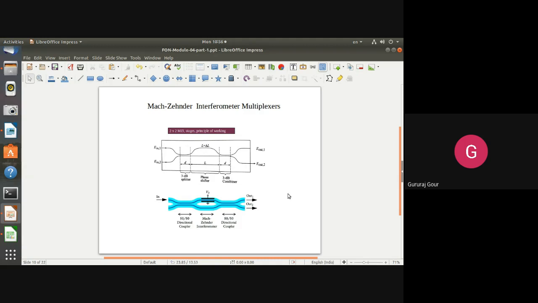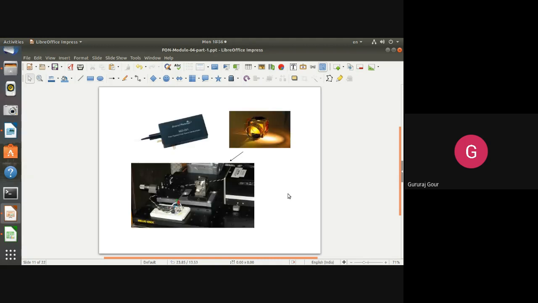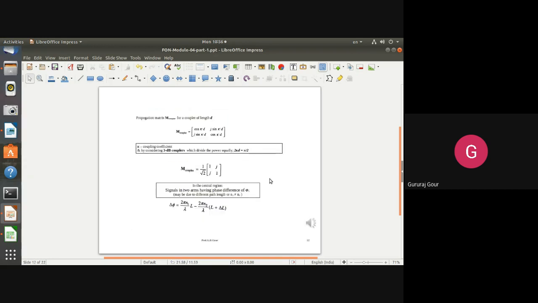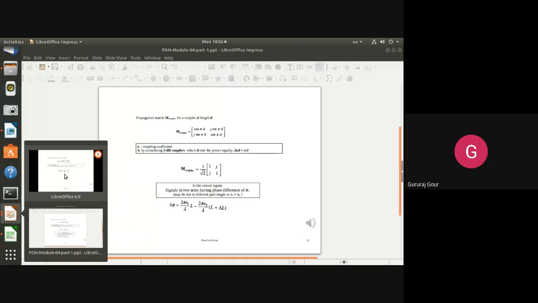So coming to the next, continuing, this is one of the typical commercially available MZI interferometer devices. This is how it looks, and it can be used in one of the typical applications there. So let us look into today's important discussion. Let us enlarge it for the time.